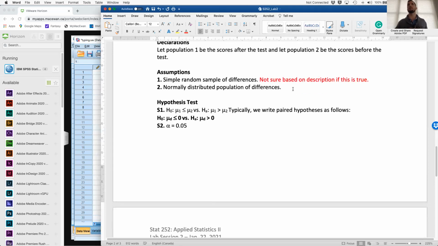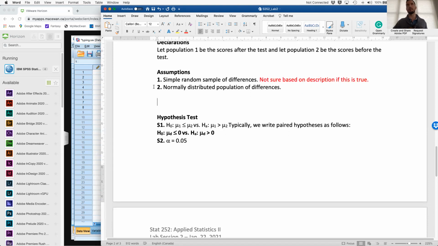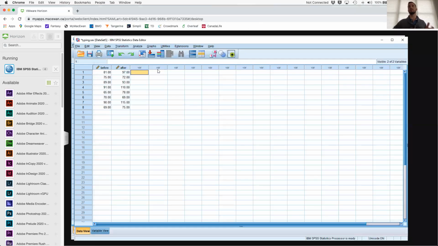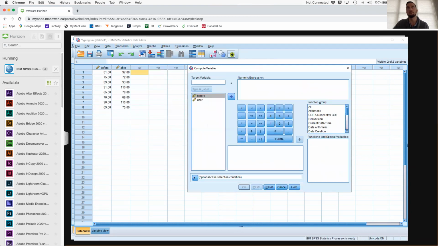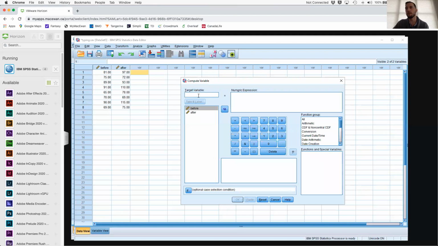Okay, the second assumption is normality of the differences. So what we're going to do here is first compute our differences. To compute the differences in SPSS, we click transform, and then we go to compute variable. Okay, so transform, compute variable. Then we give the variable we are creating a name. So we can just call this diff for differences, but you can call it differences if you want to, that's fine.